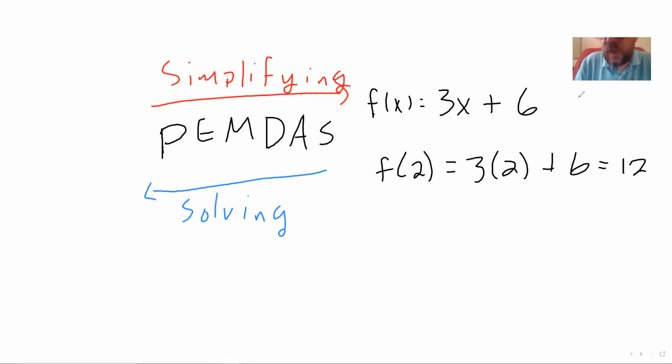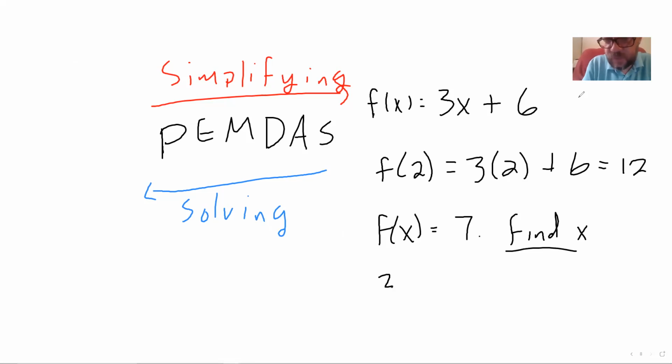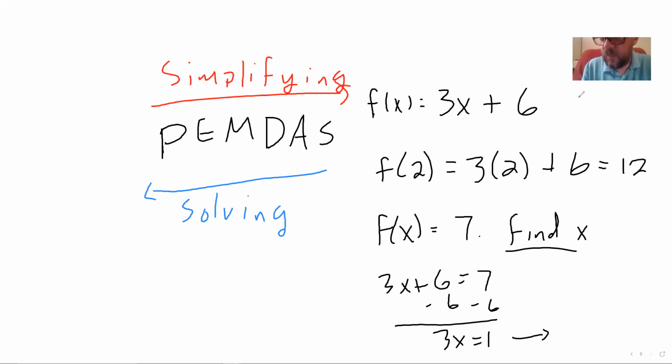If I instead wanted to say f of x equals 7, find x, right? So I'm solving for x. Well, I would have 3x plus 6 equals 7. And in that case, I would not undo the multiplication and division first. I would instead undo the addition and subtraction first. Minus 6 minus 6, 3x equals 1. And then I would undo the multiplication, right? So I would do addition and then multiplication, undo it. All right, so x is 1/3.